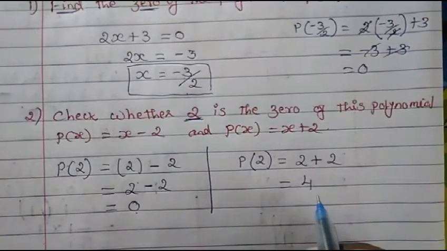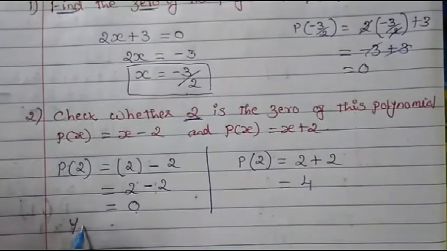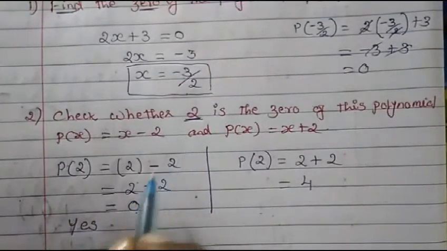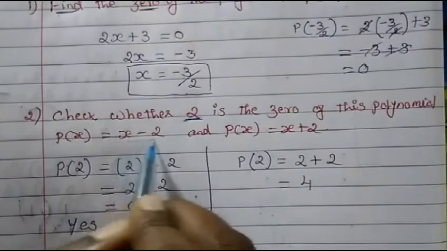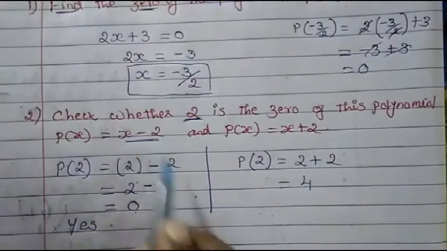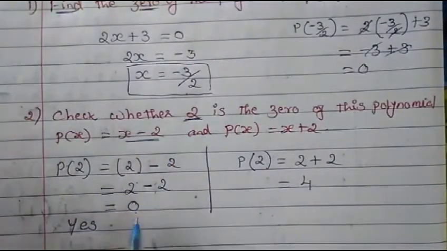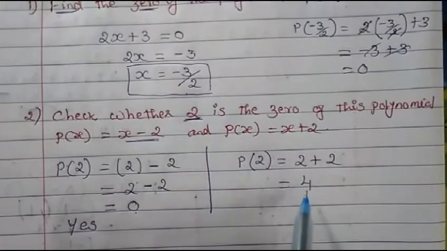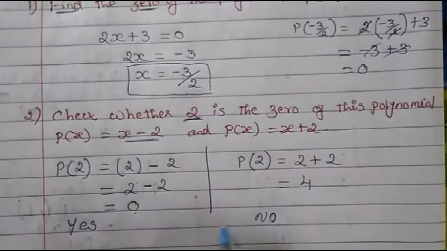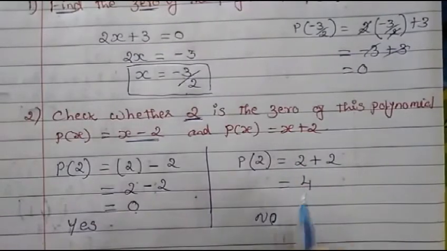So therefore what do we have to answer here? Here we have to answer yes, because 2 is the 0 of this polynomial in this case. Because 2 has given 0 here. But in this case 2 has not given 0. Therefore the answer is no. This is not the 0 of this polynomial.